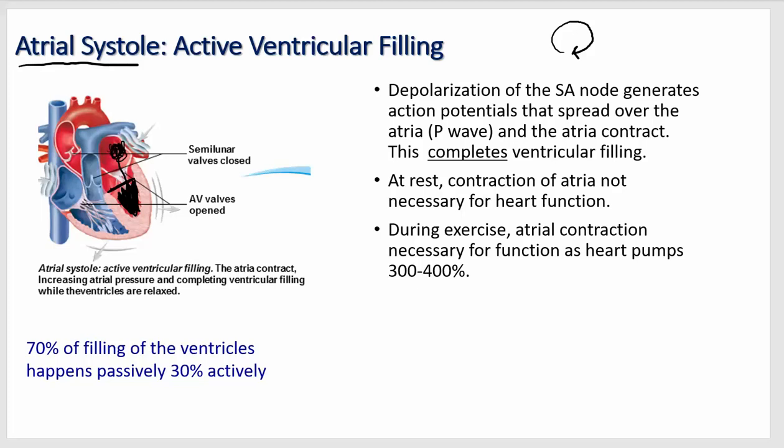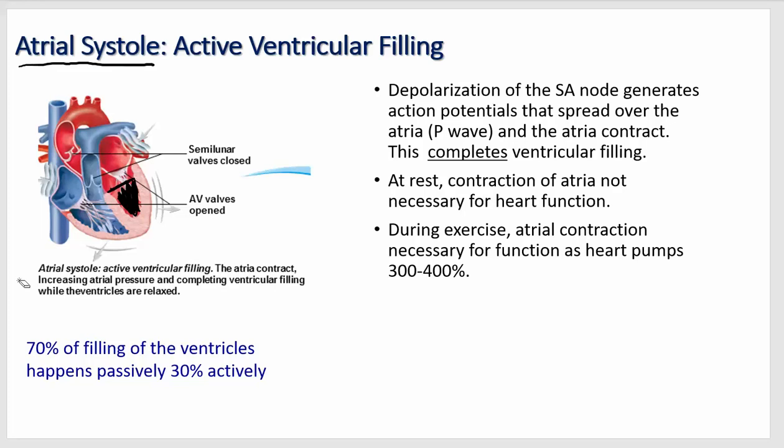So atrial systole. Remember, systole is contraction, so the atria is contracting. Depolarization of that SA node, so this is why we start here, is going to send that signal to the atria and tell it to contract. So these are our atria up here, and our ventricles are down here. The atria contracts and pushes more blood into the ventricle. Okay, both ventricles, both sides: the left ventricle and the right ventricle.